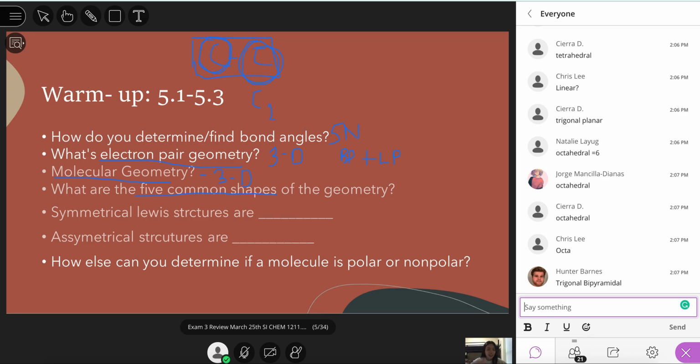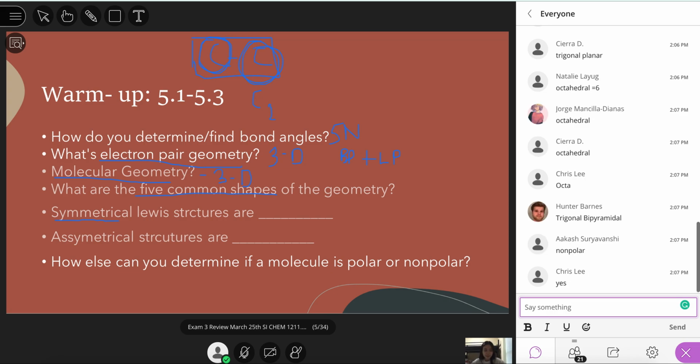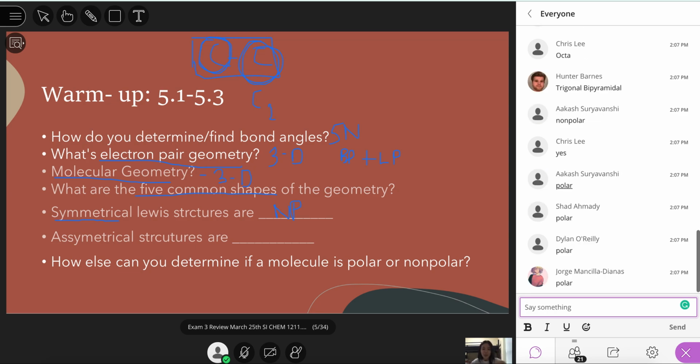So if you have symmetrical Lewis structures, what are those bonds? Does anyone remember? Symmetrical. That's nonpolar. Okay, and do we all agree with that? Do we all agree with Akash it's nonpolar? Yes, okay, exactly. Yep, it's nonpolar. What about asymmetrical? What is that going to be then? Right, because it's nonpolar for symmetrical. What's asymmetrical? Polar. Yes, exactly. It's going to be polar.